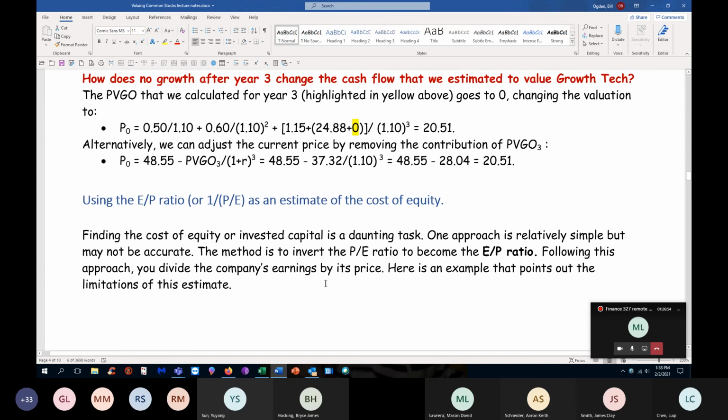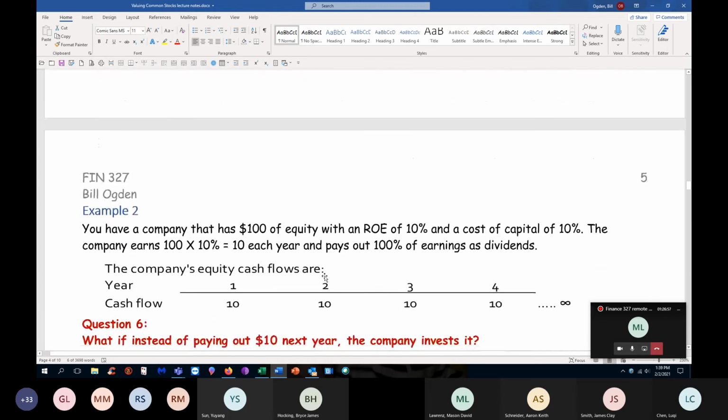All right, so let's come down here. We'll keep it kind of simple. We have a company that has $100 of equity. It has an ROE of 10% and a cost of capital of 10%. So ROE 10%, equity of 100, therefore it generates cash flows of 10, 10, 10, 10, and we'll assume this goes out, it's a no growth, goes to infinity. If we discount the cash flows, 10 divided by 10%, we go right back to our 100. We're full circle, aren't we?